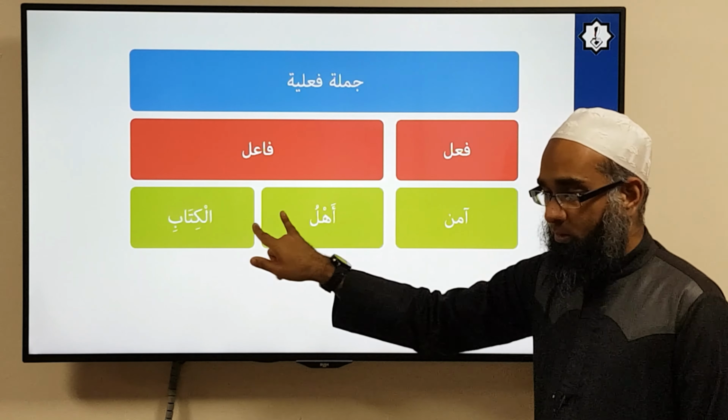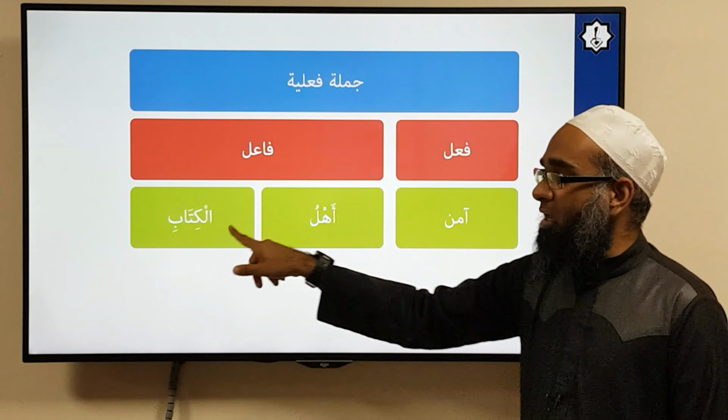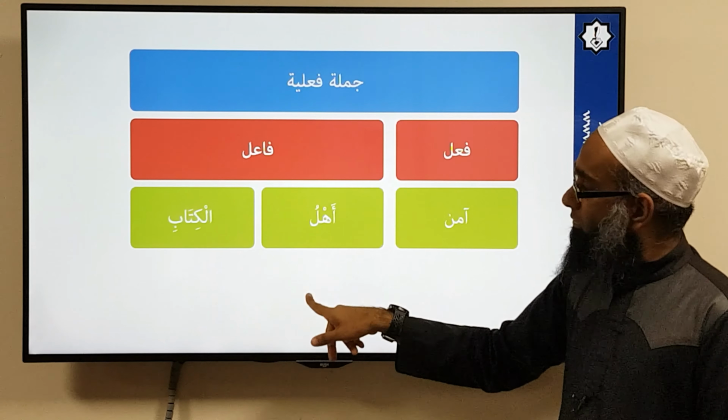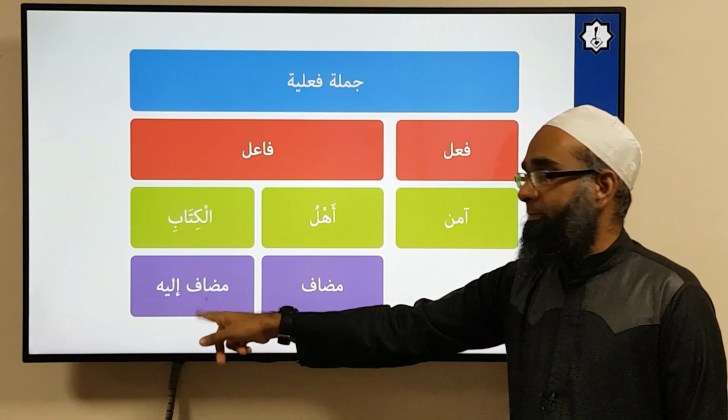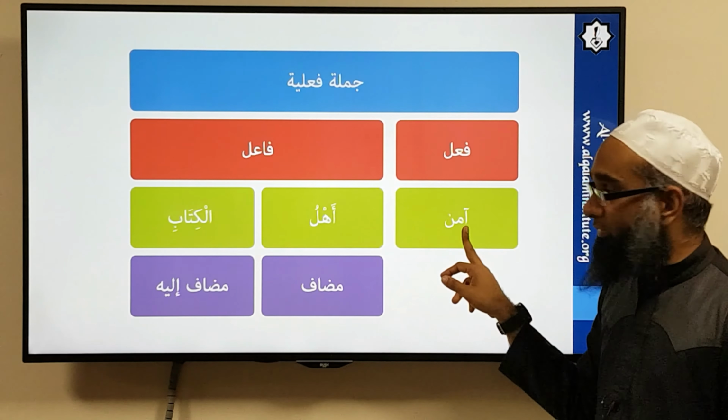Is it mawsuf sifa? No. Why not? Because they don't match in gender. Is it ismul ishara musharun ilay? No. What is it going to be? It can be mudaf, mudaf ilay. Translation? Amana means to believe.